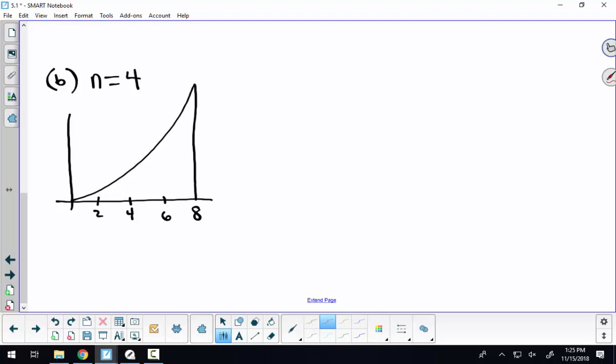Again, we're using the midpoint of each subinterval to determine the height of the rectangle. So here the height is determined by the function at 1. Second subinterval, the function evaluated at 3. Third is the function evaluated at 5. And the fourth, the function evaluated at 7. Those are the heights of each rectangle.